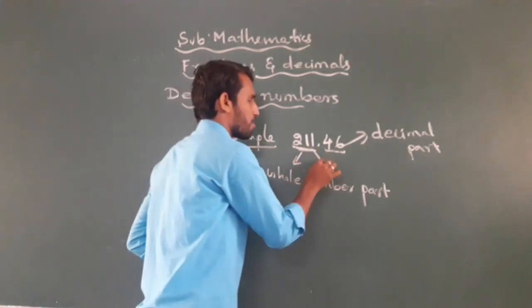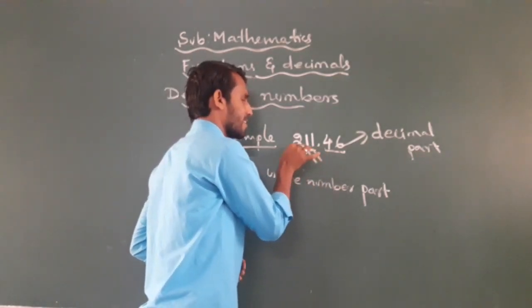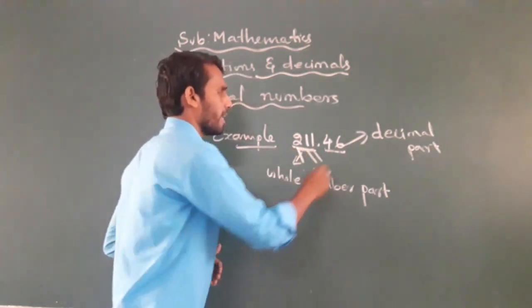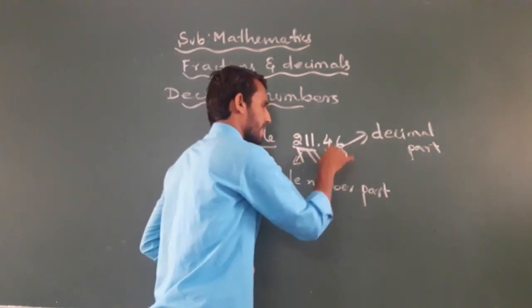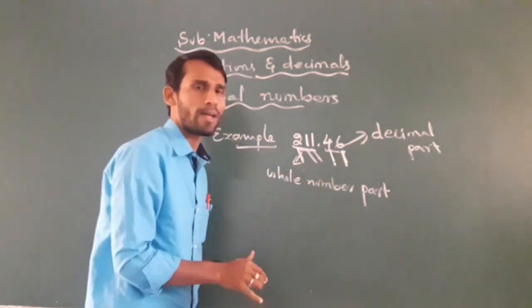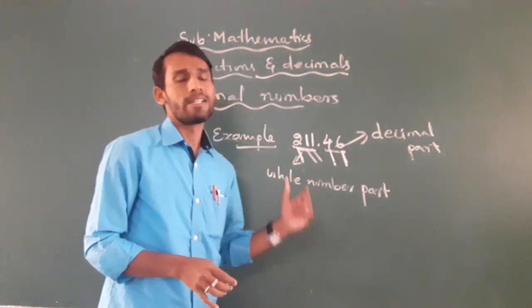This is the ones place. This is the tens place, this is the 100s place. On the decimal side, this is the tenths place, and this is the hundredths place. This is the place value of the decimal number.